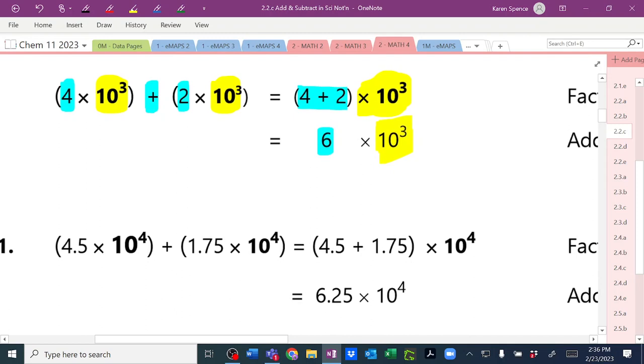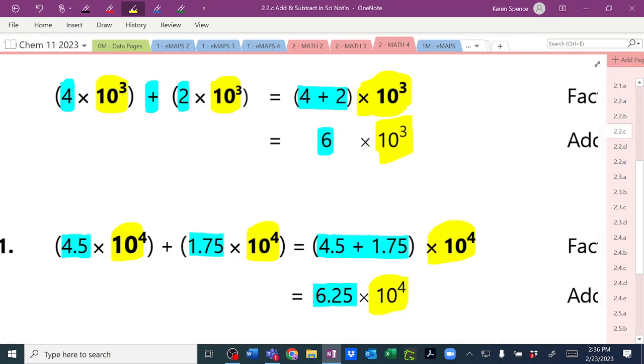Let's do it with numbers that actually have decimals in them, so we need to do something with significant figures. So we've got a 10 to the 4 in both of them, so we can factor out the 10 to the 4. And we then will take our coefficients, 4.5 and 1.75, and we will add them. If you wish to do this part on your calculator, you can, or you can do it in your head, whatever makes you happy, and you get 6.25, and you just leave your exponent as times 10 to the 4.